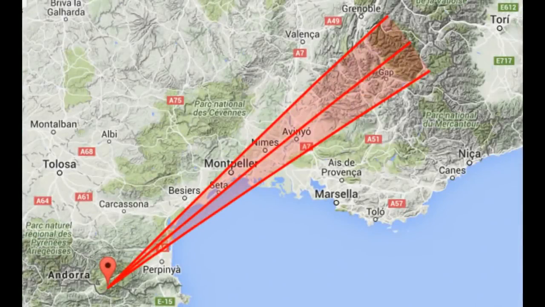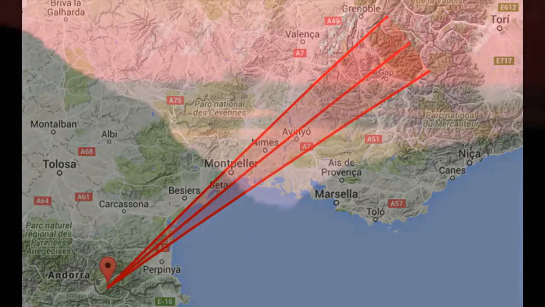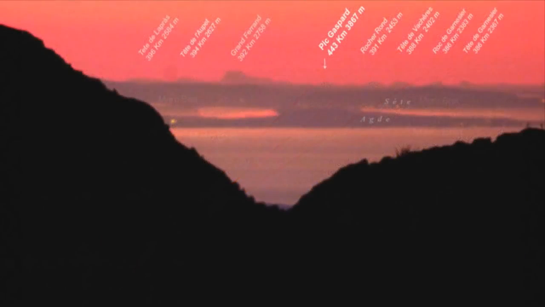This is a study of the current world record of distant landscape photography. It's taken in France from Peak Fenestrelle to Peak Gaspard. Total distance 443 kilometers. And here is the picture.